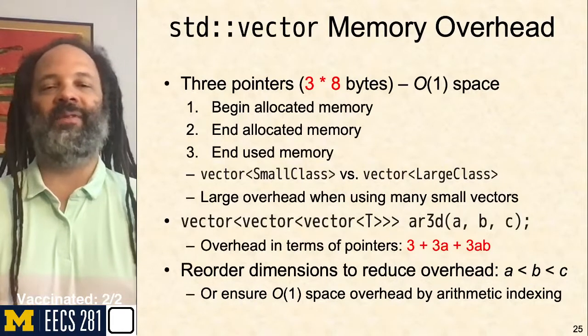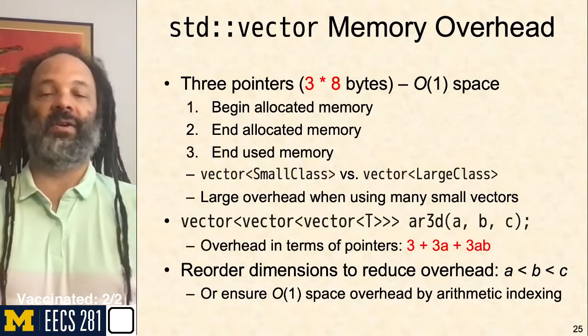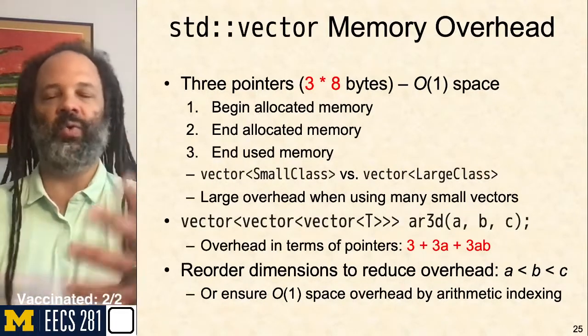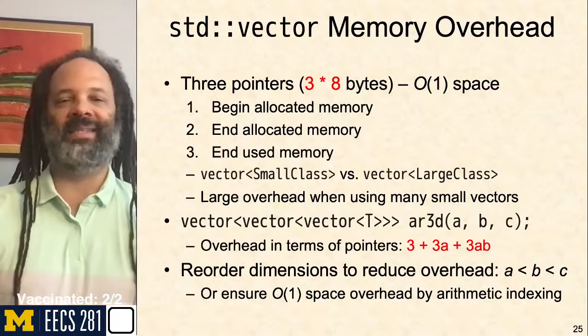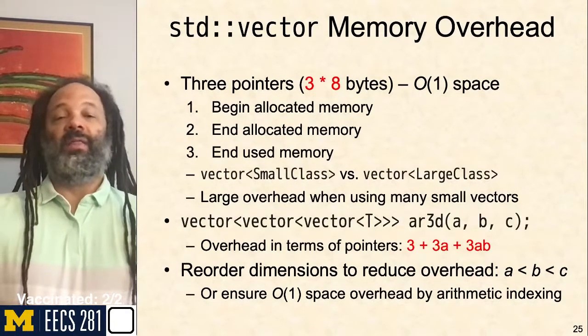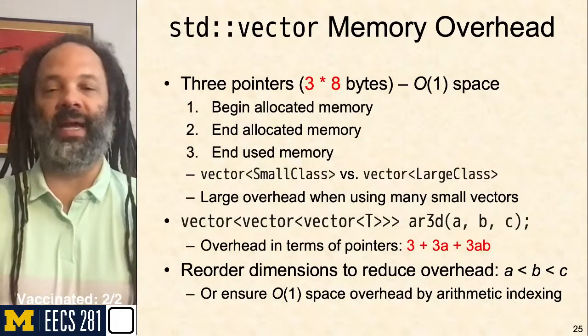Important to recognize how the vector works. We're going to use a lot of them, so understanding what it is matters. A vector is three pointers. That's what you get when you declare a vector: three pointers. It takes a constant amount of space all the time. However, those three pointers point off to the heap. They're a dynamic memory data structure.